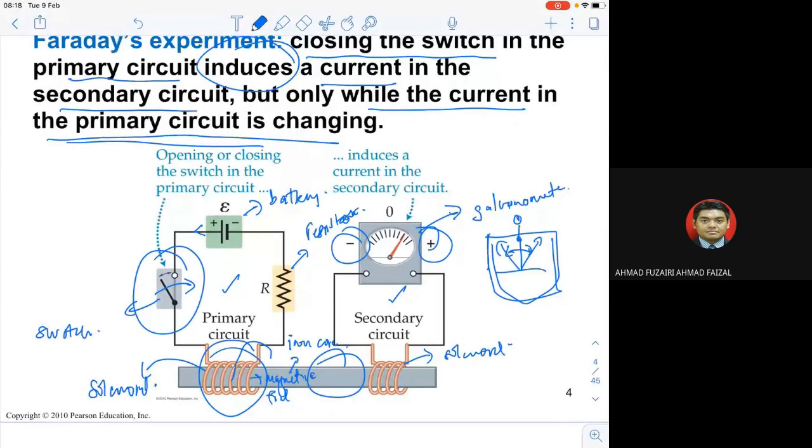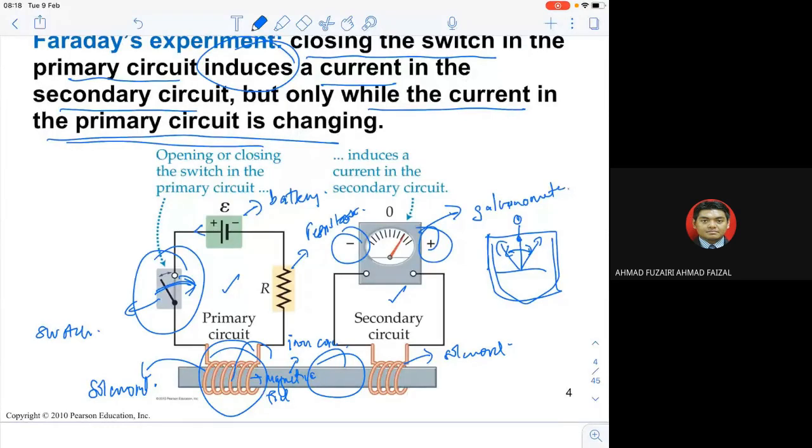You must always make the current change in the primary circuit. So how to make the current change? If we are closing the switch, the tutup switch, tutup means kita close the loop of the circuit. Maksud dia ada current. Okay, you can have current, and then the current will flow.